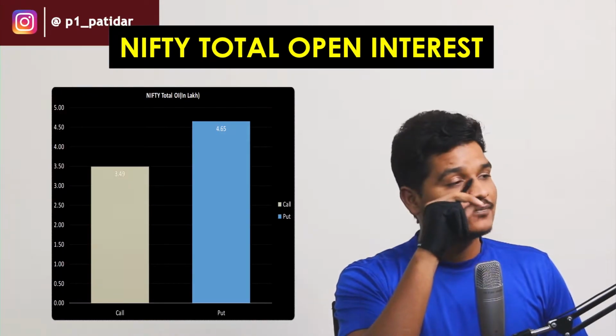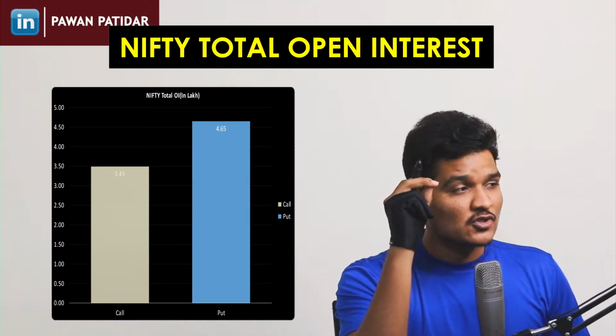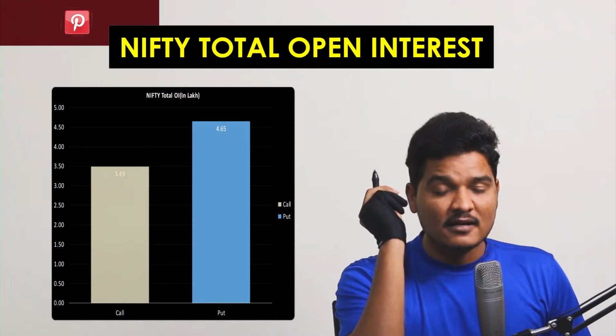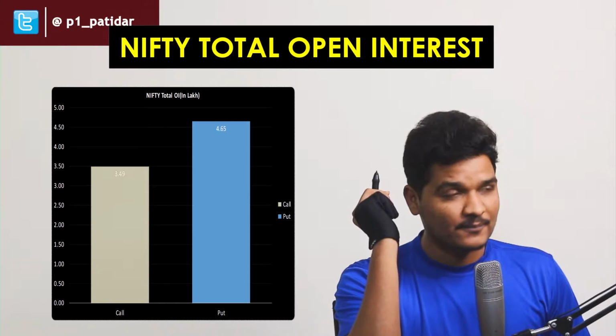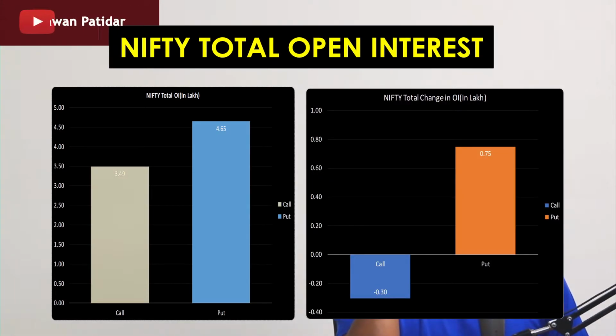If you see here, put has been sold more than call. It means the market is going to go up. That is what the weekly picture is saying of Nifty. If you see the Nifty change in OI, meaning today's picture, today's picture was also indicating the same, meaning put has been sold more than call. It means Nifty is going to go up. Well, if you see here, call is in negative.